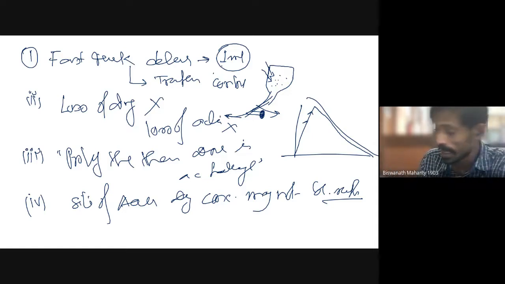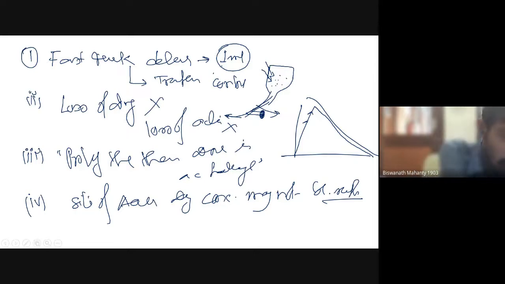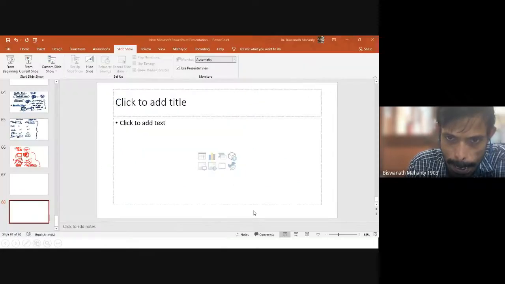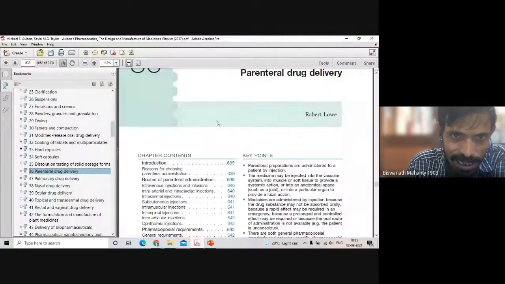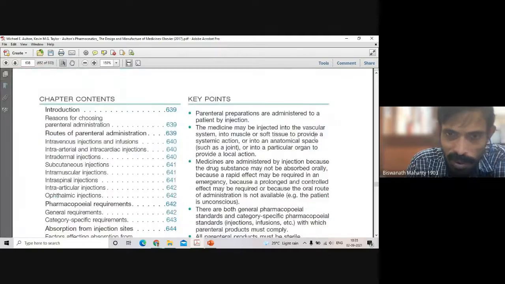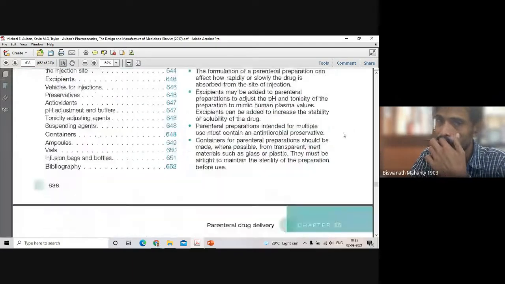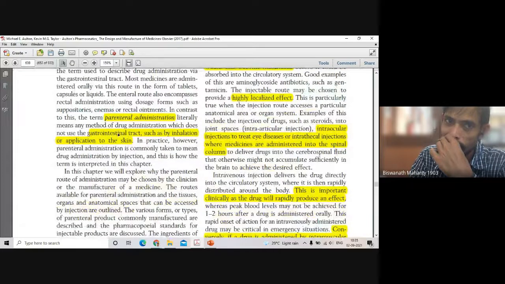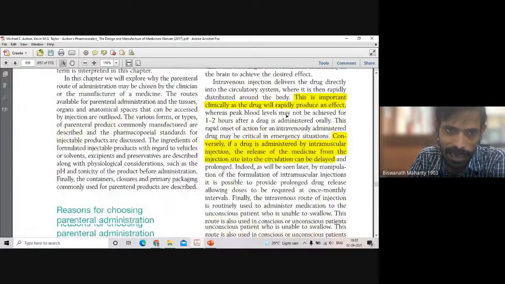So these are the things we need to understand, and I will come to your textbook portion for some amount of discussion, though it's very simple anyway. I think here, yeah, this is chapter 36. Please keep a note of this. This is parenteral drug delivery we are talking about. Okay, these are the very basic things. So what is parenteral administration? You understand, which is not in the gastrointestinal tract.